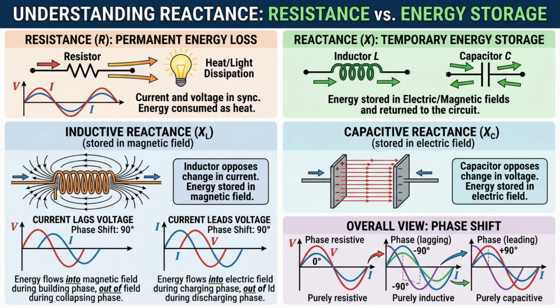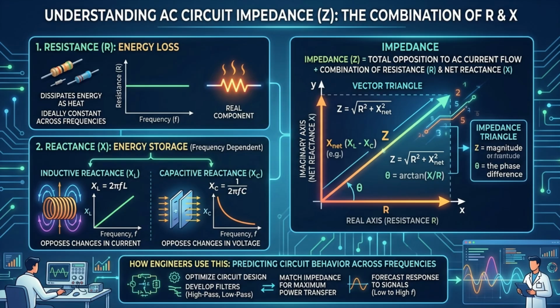Reactance represents the effects of capacitors and inductors. Unlike resistance, reactance does not permanently consume energy. Instead, energy is temporarily stored in electric or magnetic fields and then returned to the circuit. This exchange of energy creates phase shifts between voltage and current. Together, resistance and reactance form impedance.